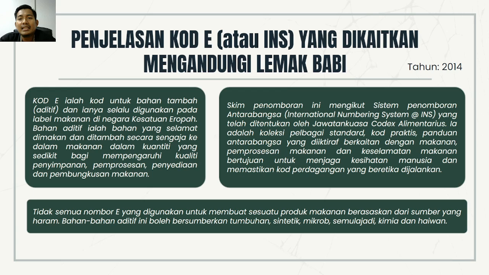Next, some issues in 2014: explanation of the E code, or currently we are using the INS number, which was associated with containing pork fat. In 2014, there was a viral issue on chocolate where netizens went viral about the E number code stated in the food ingredients. They said that all E numbers are made from porcine. So JAKIM needed to do something.